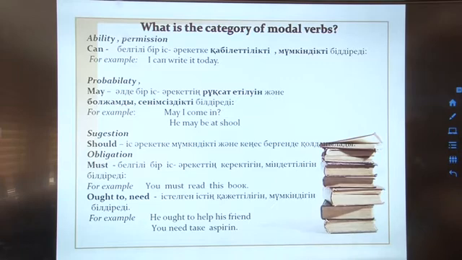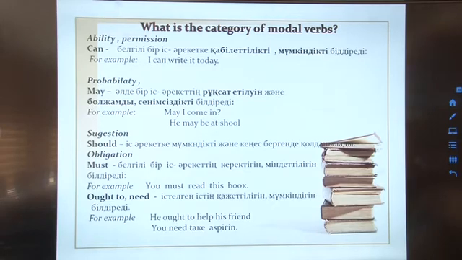The next question is: what are the categories of modal verbs? For ability and permission, the modal verb is can. For example, I can write it today. The next modal verb, for probability, is may. For example, may I come in?